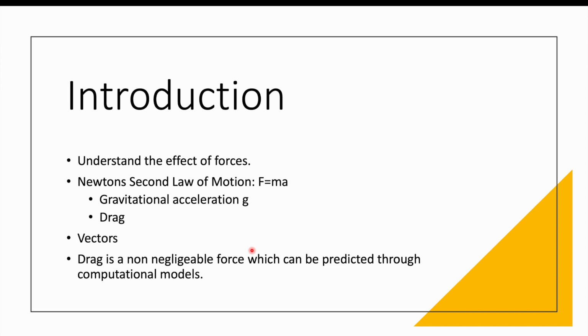So as an introduction, for this experiment we're going to try and demonstrate the effect of forces on a falling object. To understand this, we need to understand Newton's second law of motion, which states that force is equal to mass times acceleration. So we can see that force is proportional to acceleration.